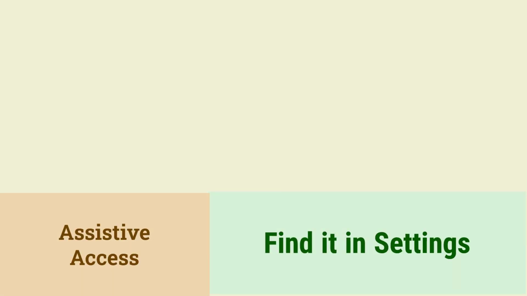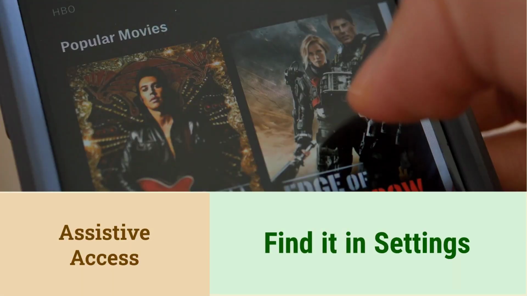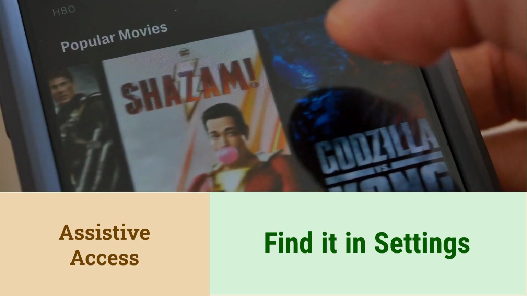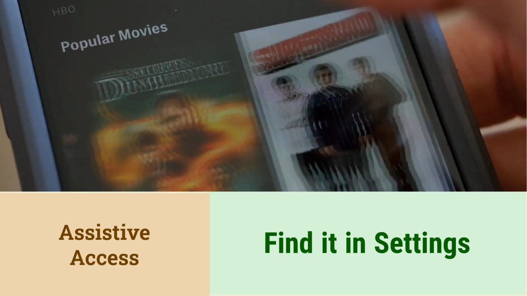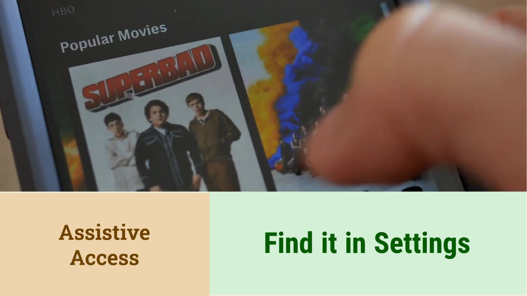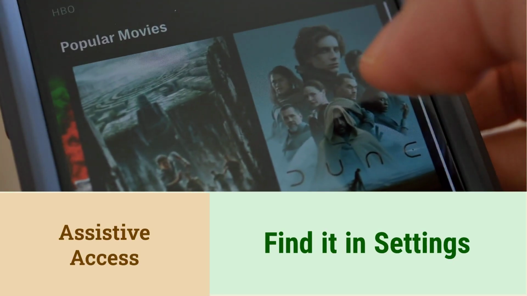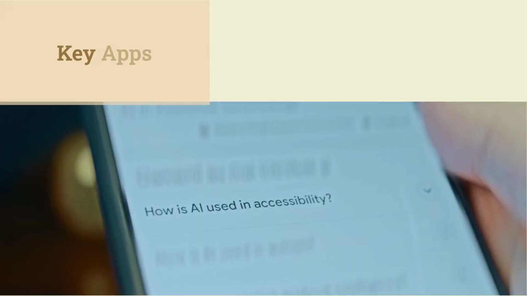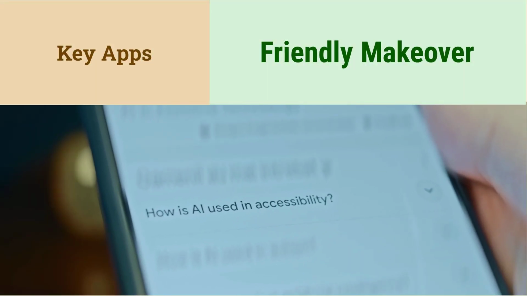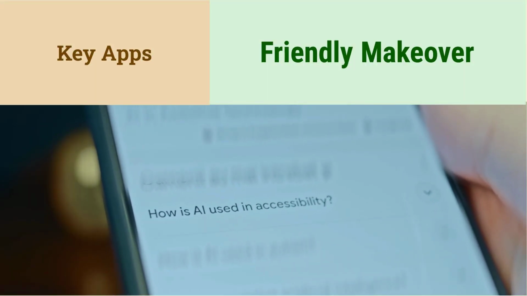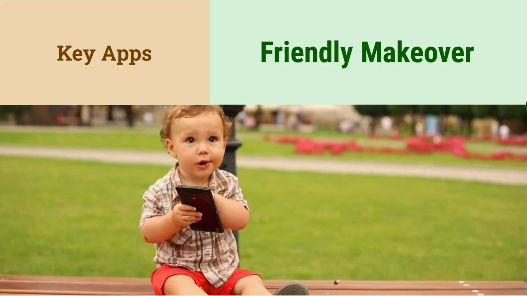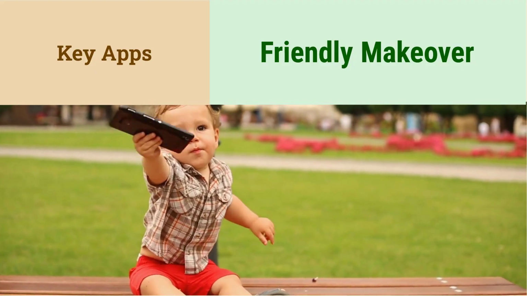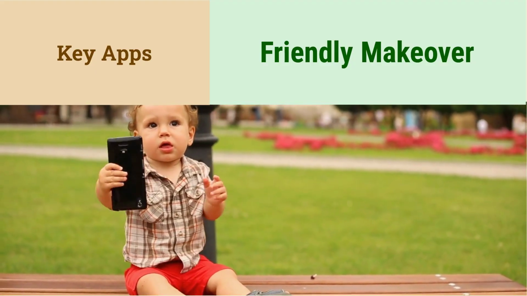iPhone users have a powerful feature called Assistive Access. This mode creates a highly simplified interface, perfect for those who prefer a very straightforward experience. You can find it in settings, then Accessibility. With Assistive Access, you can choose a few key apps that will appear with large, easy-to-tap buttons. It limits distractions and makes your phone incredibly intuitive to use. It's like giving your iPhone a friendly, simplified makeover.